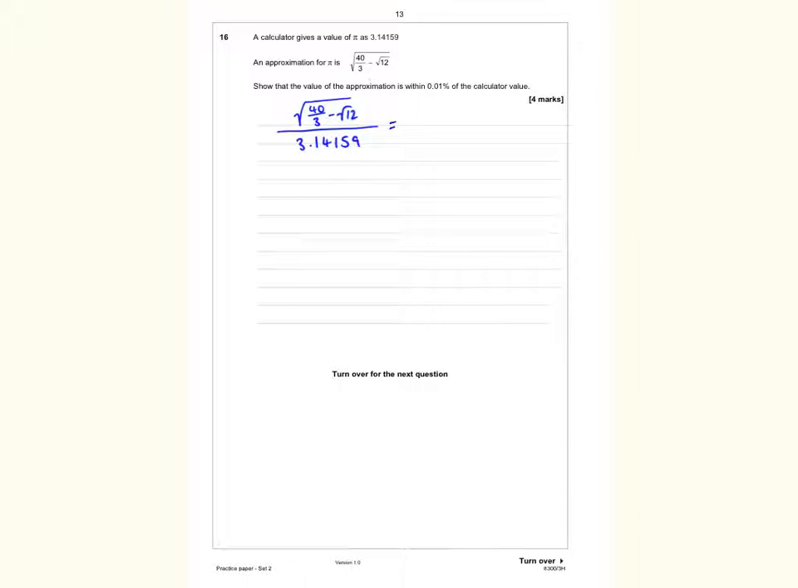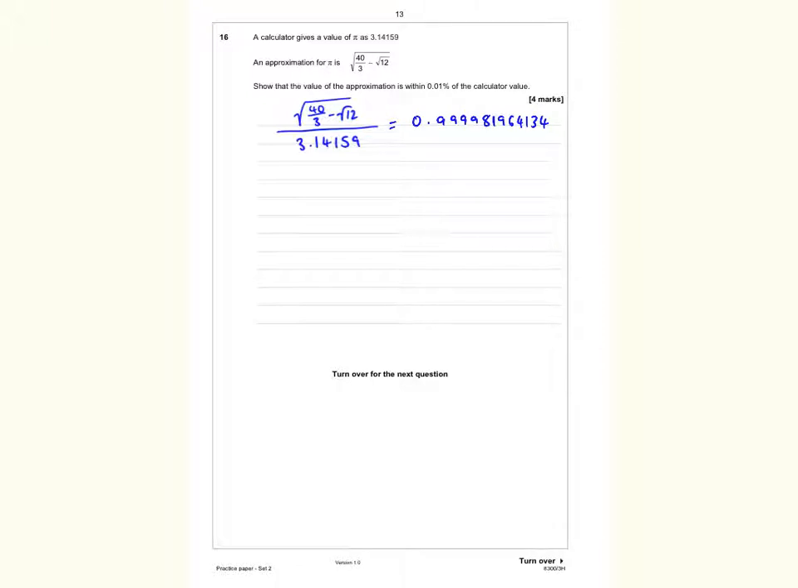So this is square root of 40 divided by 3, take away square root of 12, and then I need to divide that by 3.14159, and that gives me 0.99998196413 4. Now if I times that by 100, I get my percentage.